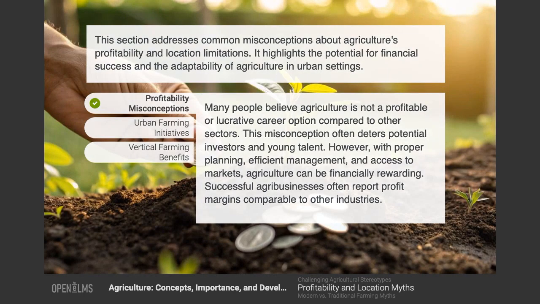This section addresses common misconceptions about agriculture's profitability and location limitations. It highlights the potential for financial success and the adaptability of agriculture in urban settings. Many people believe agriculture is not a profitable or lucrative career option compared to other sectors. This misconception often deters potential investors and young talent. However, with proper planning, efficient management, and access to markets, agriculture can be financially rewarding. Successful agribusinesses often report profit margins comparable to other industries.